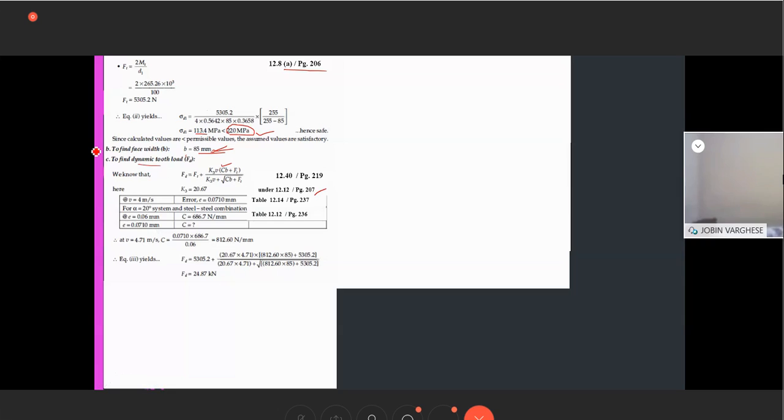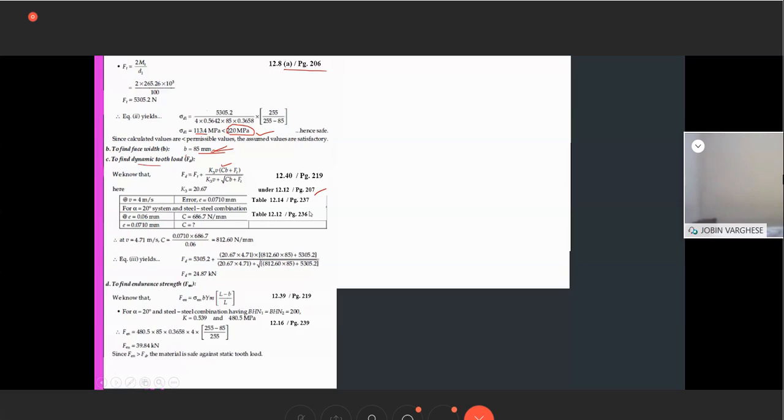So you can see that this is equal to 4 meter per second. The error is taken from this table. Now the second case is that we have taken the 20 degree involute pressure angle, and the steel combination, since we already chose the material as a steel combination. Now we have to find the 20 degree steel combination and error equal to 0.6 from this table.